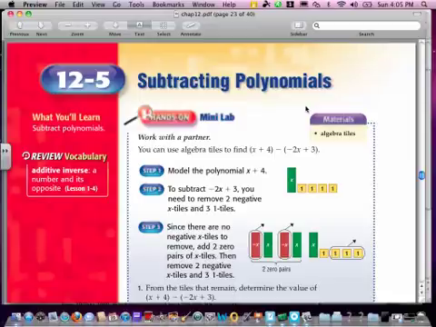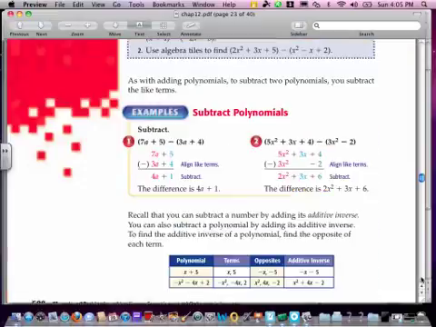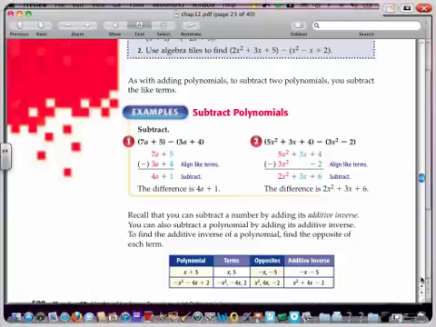Section 12.5, subtracting polynomials. You didn't really expect them to add and then not subtract, did you? So, of course, we've got to do subtraction here. All right, so let's talk about how we would do this with these polynomials. Let's take a look at this first example here.